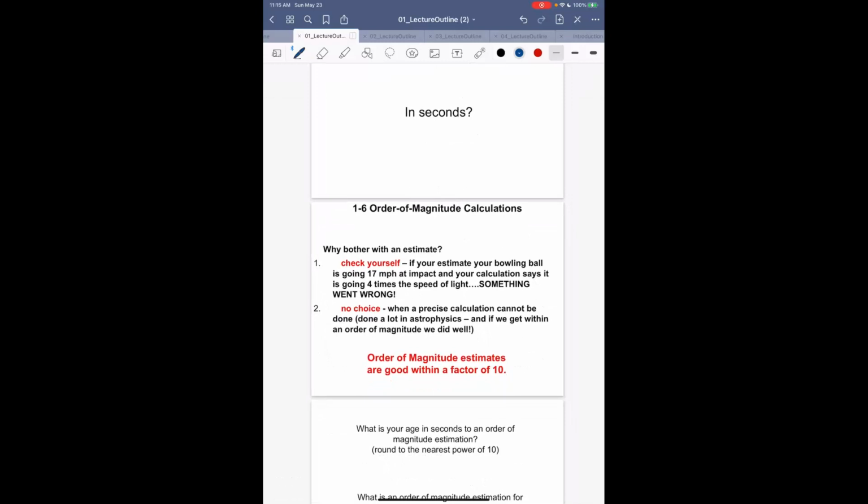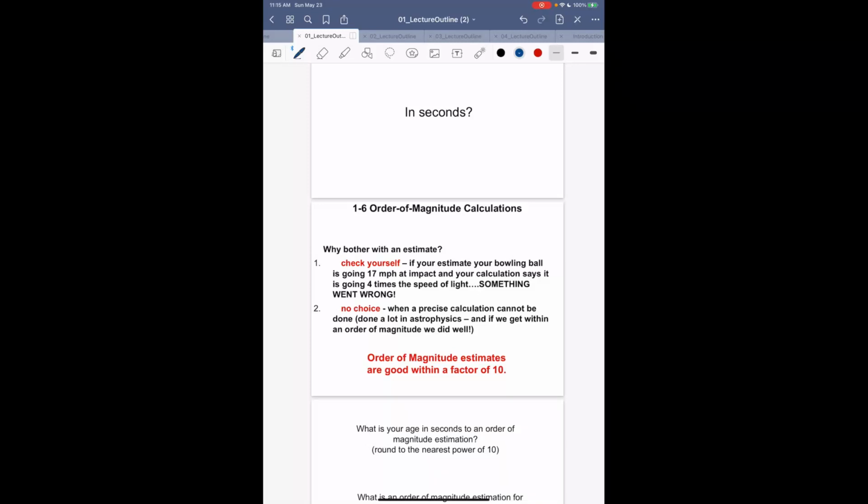Now, order of magnitude calculation. Most of the time we can estimate. If your estimate says your bowling ball is going 17 miles per hour at impact, and your calculation says it is 4 times the speed of light, something went wrong. Then, as I said, you are using this to judge the common sense of your answer.